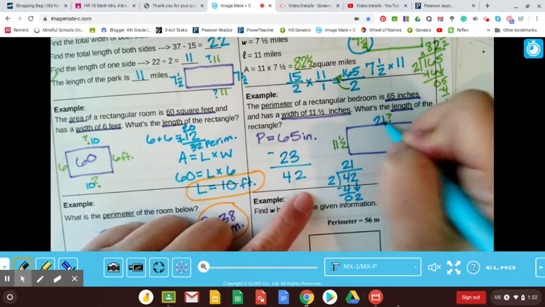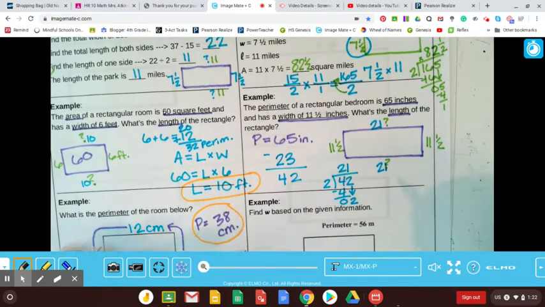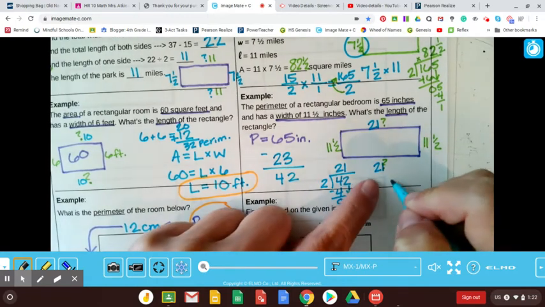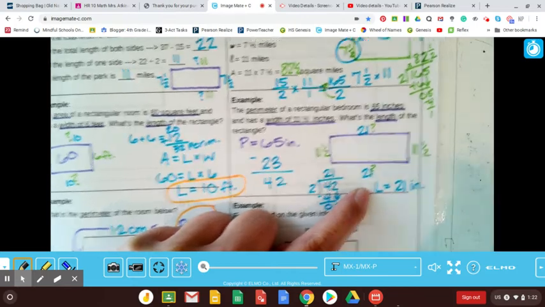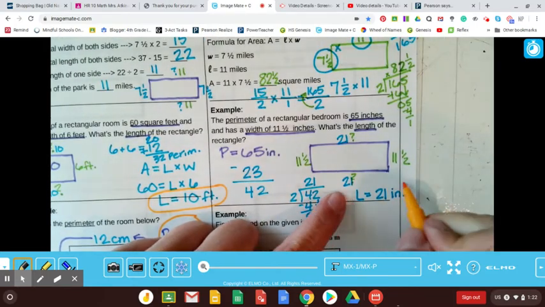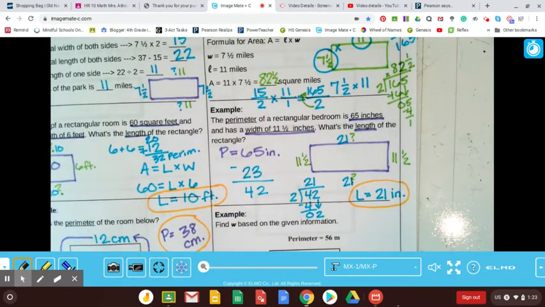So this length is 21. This length is 21. So our final answer is L equals 21 inches. Make sure you have that label on there. The label is really, really important.